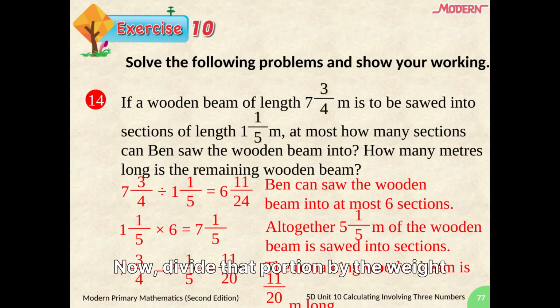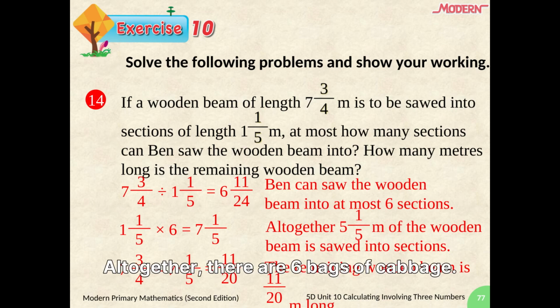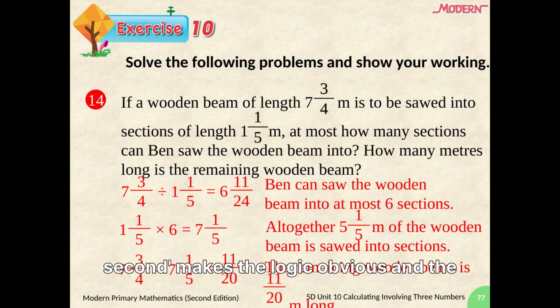Now, divide that portion by the weight of one small bag, 3/2 divided by 1/4. Know-how tip, flip and multiply. 3/2 times 4 over 1. Simplify 4 and 2 to 2 and 1. 3 times 2 is 6 bags. Altogether, there are 6 bags of cabbage. Breaking the story into portion first, bags second makes the logic obvious and the math easy.